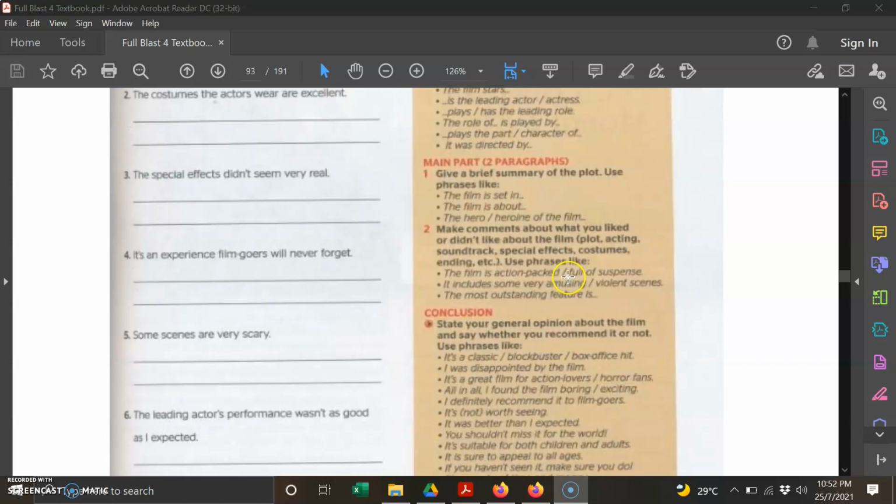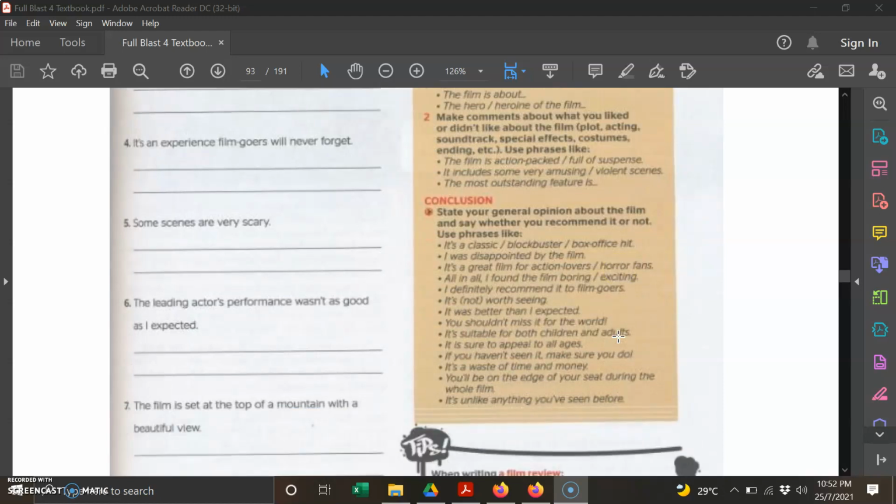Okay, lastly, the conclusion, penutup. What you must include in the conclusion. So in the conclusion or closing paragraph, you need to state, nyatakan your general opinion about the film. Kamu kena nyatakan pendapat umum tentang filem berkenaan, and say dan kata whether you recommend it or not. Sama ada kamu syorkan filem ini kepada rakan-rakan anda. Sama ada kamu syorkan filem ini kepada kawan ataupun tidak.